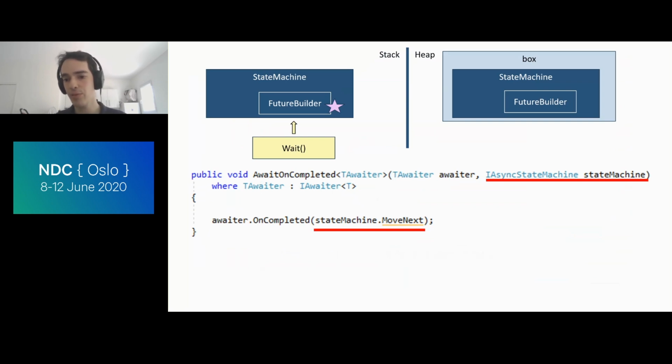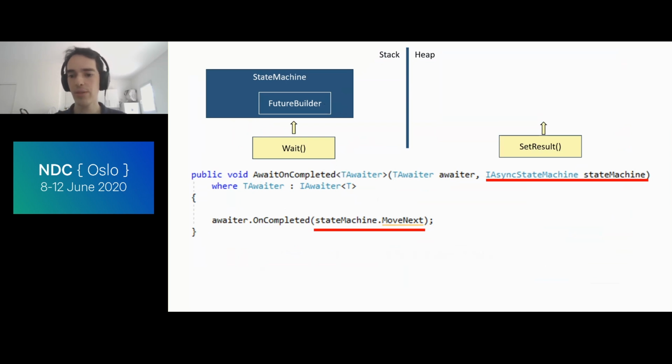And then at the other end of the workflow, we're going to call move next on the boxed state machine. And later, we're going to call set result again on the boxed state machine, which will cause the lazy allocation of a future on the boxed state machine. But then we end up with two different futures. And so if we complete the one on the right, the one on the left still isn't completed. So how can we fix that?